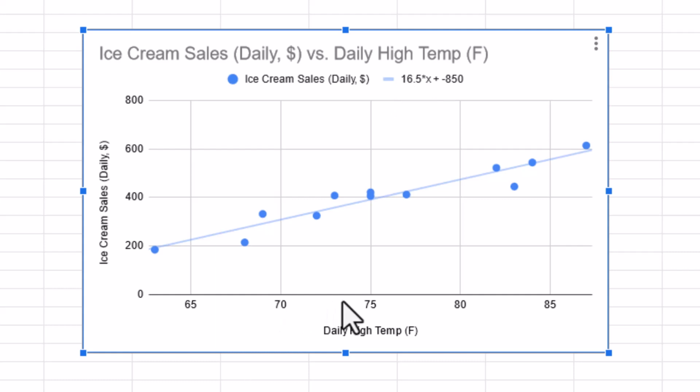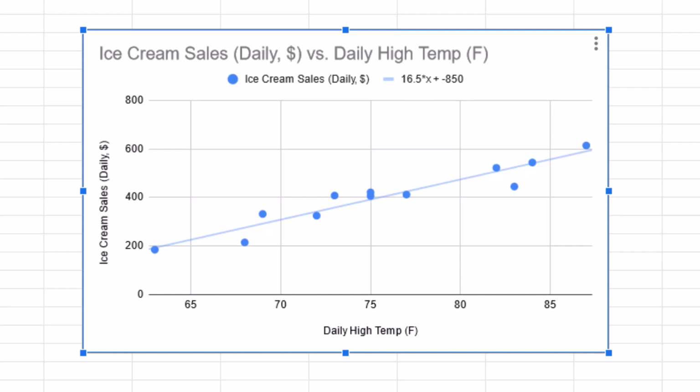So what that number right there is telling you, 16.5, is that for every 1 degree Fahrenheit increase in temperature, the amount of sales goes up $16.50. Approximately. It's an average. It's not exact. It's an average. So for every 1 degree increase in Fahrenheit degrees, the total sales daily go up $16.50. That's what it tells you.